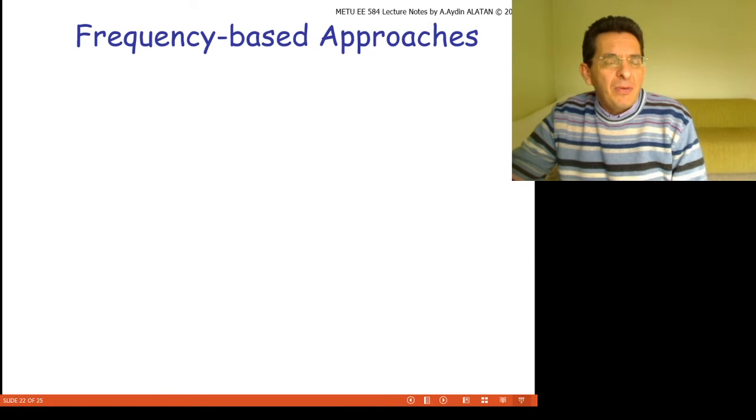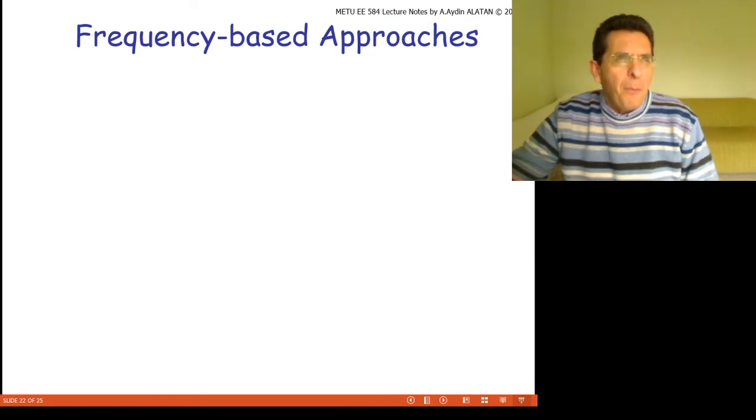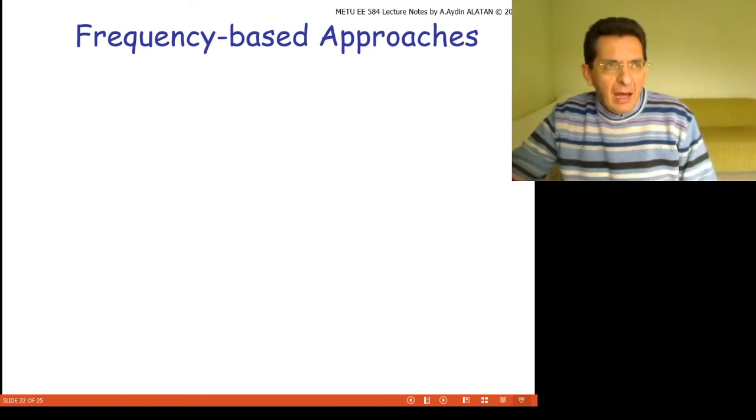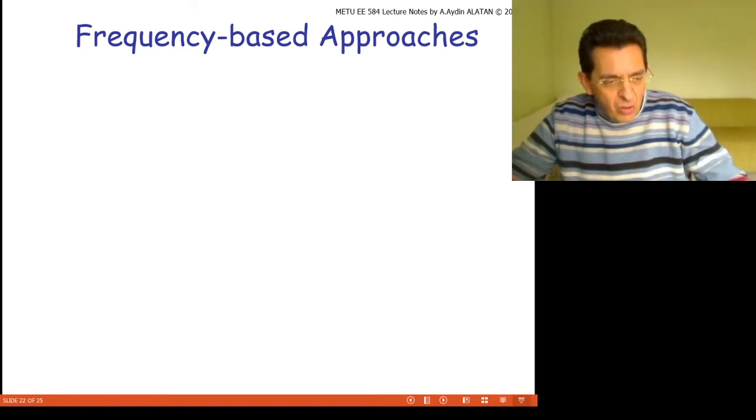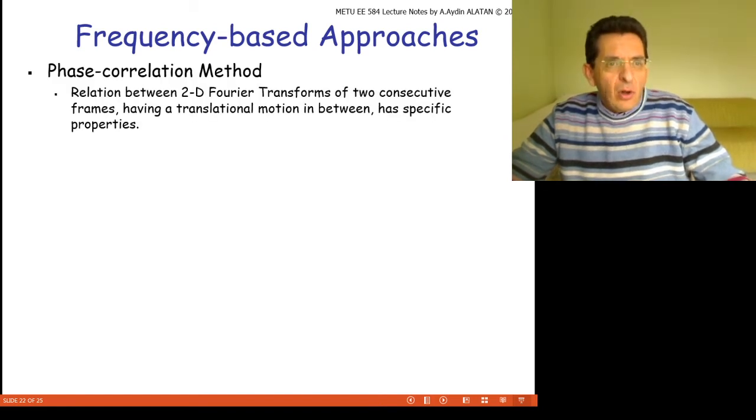The frequency-based approach is a completely different idea, and I'm going to talk about this in the upcoming slides, in the other tracking techniques that I'm going to cover. But let's try to understand it for only two consecutive frames. This is called the phase correlation method. The idea is this.